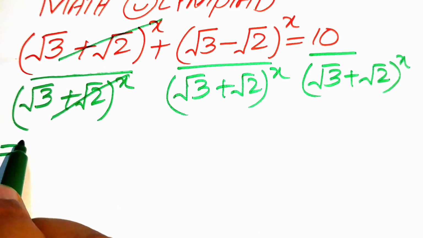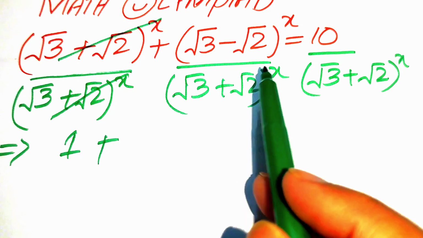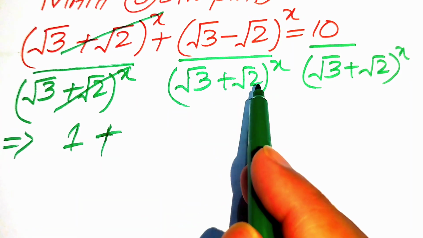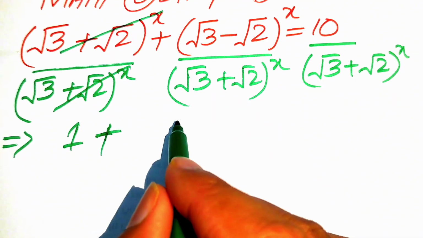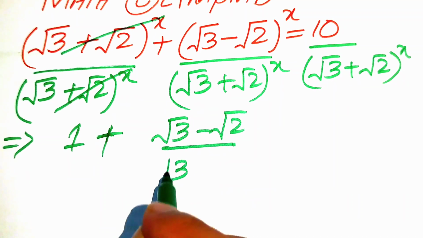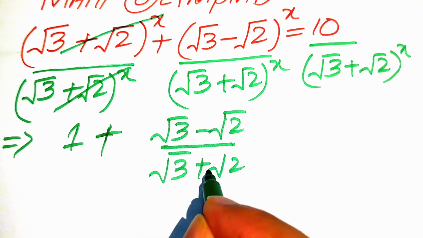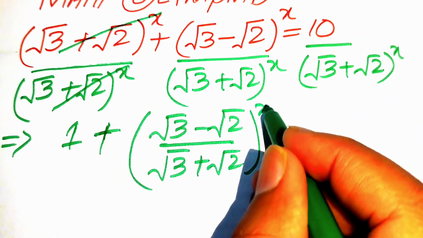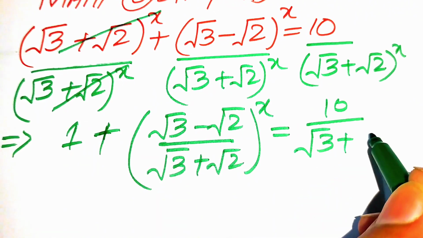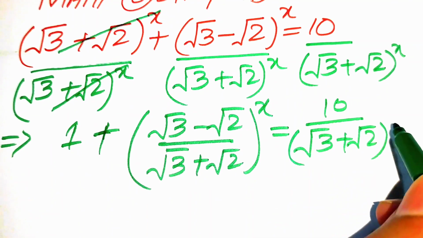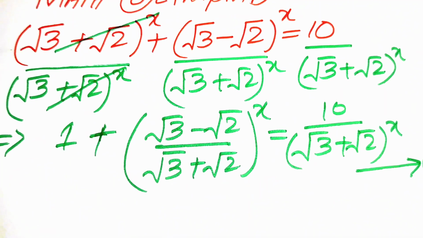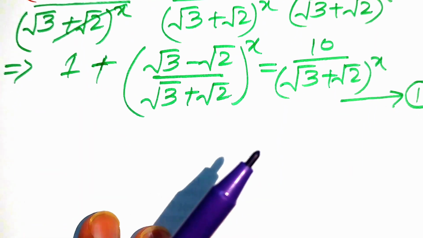So here we get 1 plus, the bases are different but the exponents are same, so we combine them and write it as ((√3 − √2) / (√3 + √2))^x equals 10 over (√3 + √2)^x. We call this equation number 1. Now in the next step we need some simplifications.